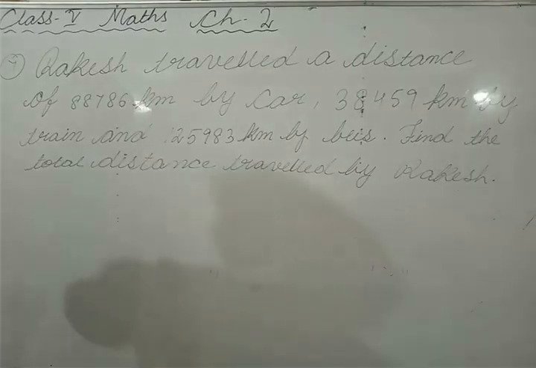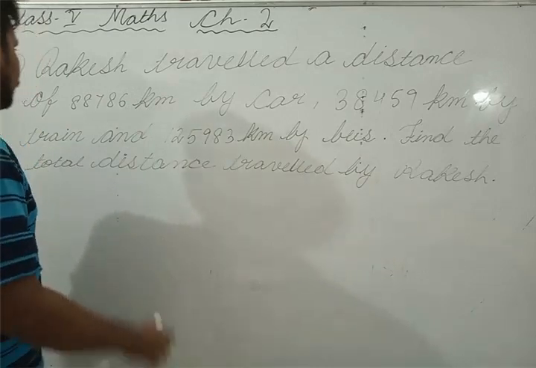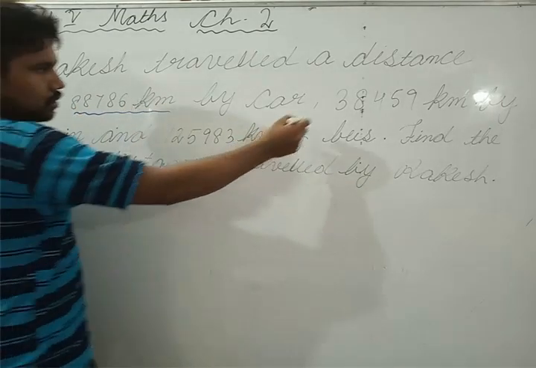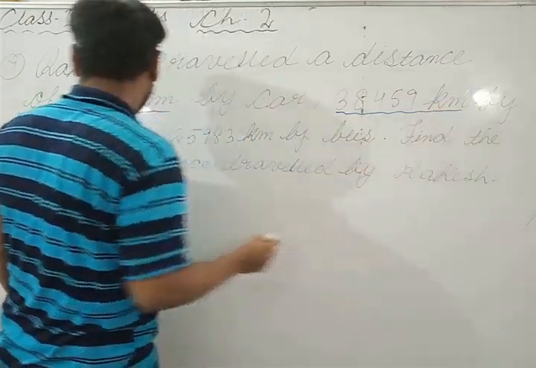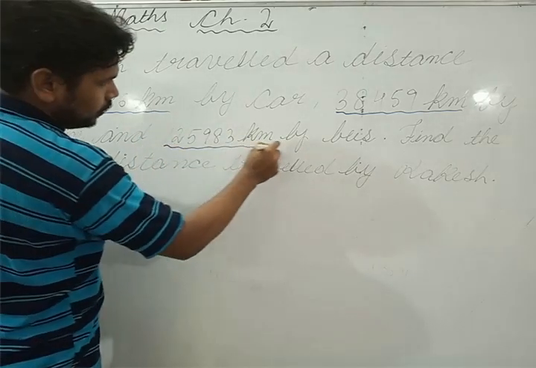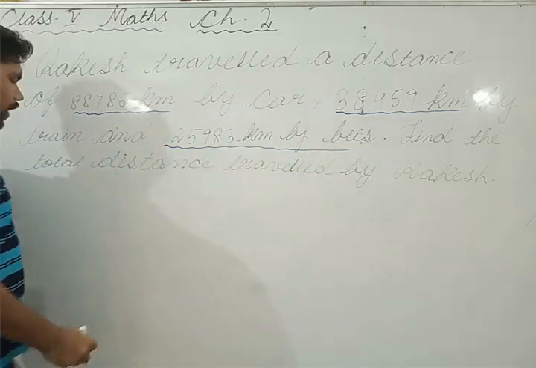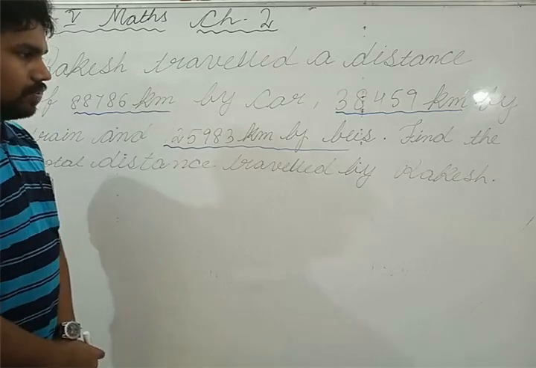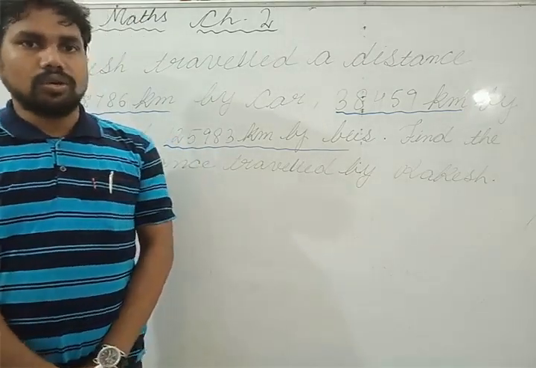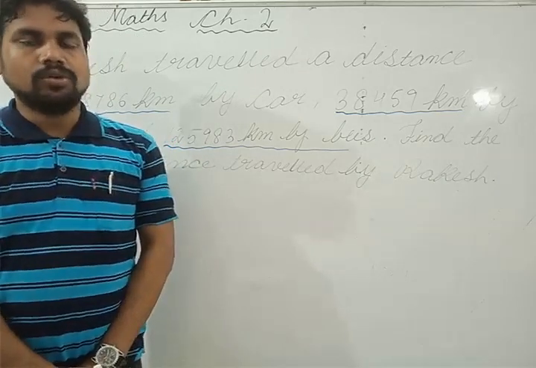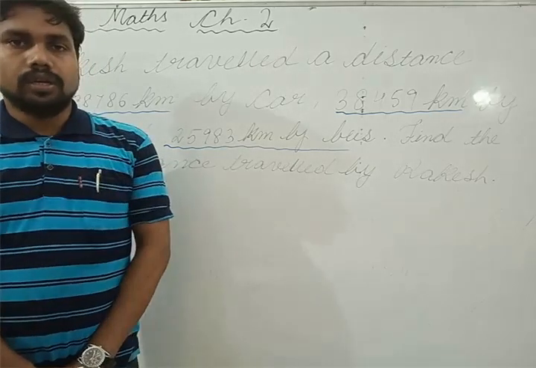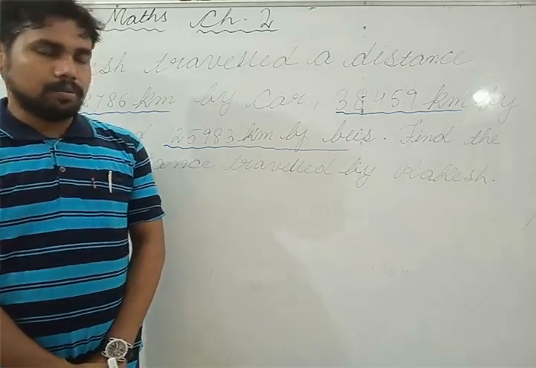Next, the fourth problem is all about Rakesh, who traveled a distance of this much of kilometer by a car, then this much of kilometer by a train, and this much of kilometer by a bus. So find the total distance traveled by Rakesh. Whenever it is asking about the total of anything, that means we have to add all the numbers. So here also there is a person whose name is Rakesh.